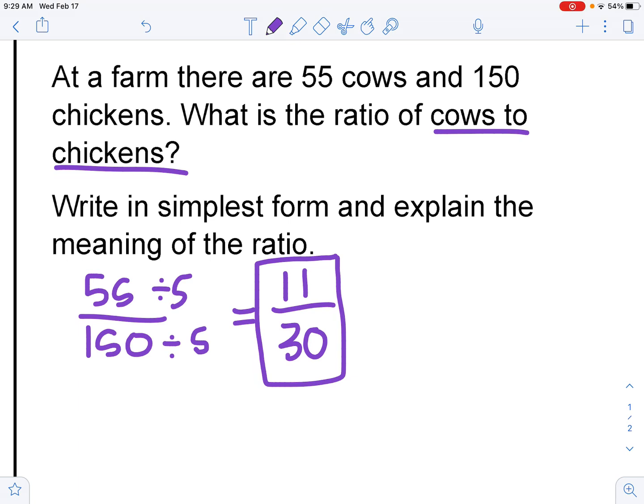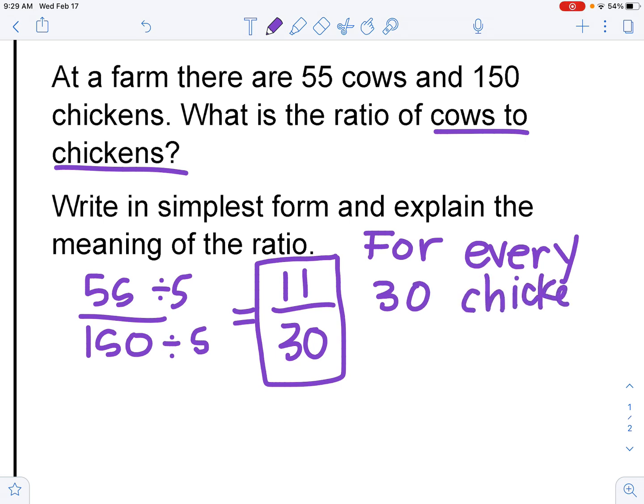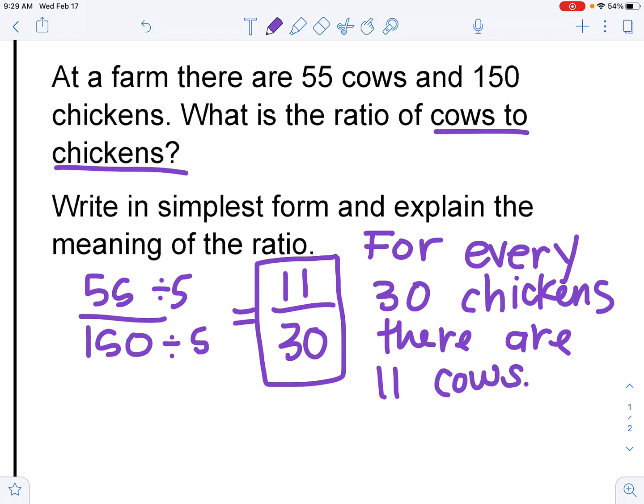Then we have to explain the meaning. So that's where we write for every, and I like to start with the denominator, 30 chickens. There are 11 cows. So chickens goes with the denominator and cows go with the numerator. So again, ratios, simplest form, and no labels.